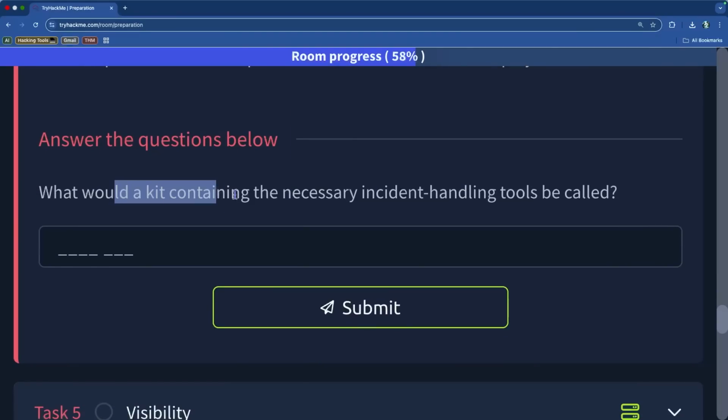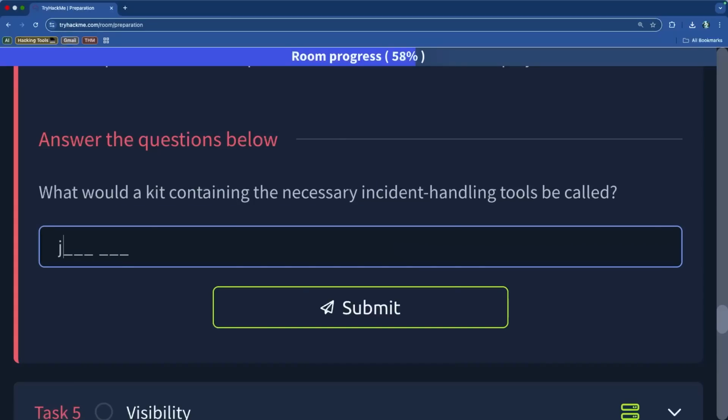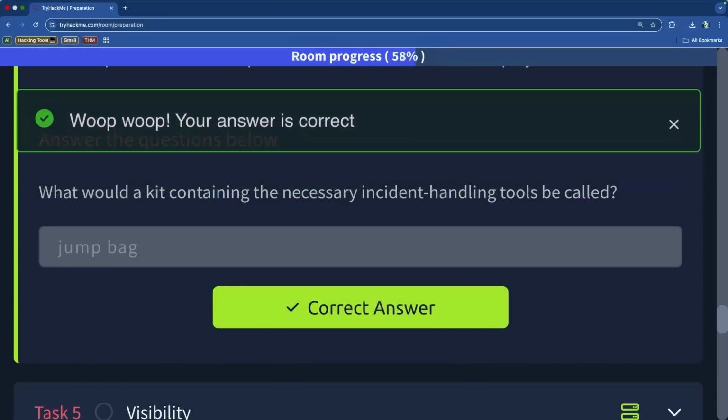So what would a kit containing the necessary incident handling tools be called? We literally just talked about it. That would be the jump bag.